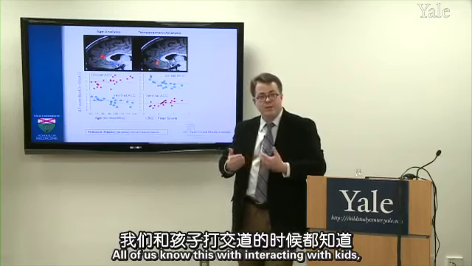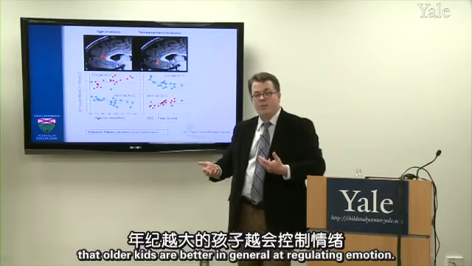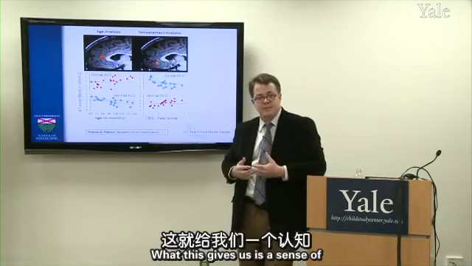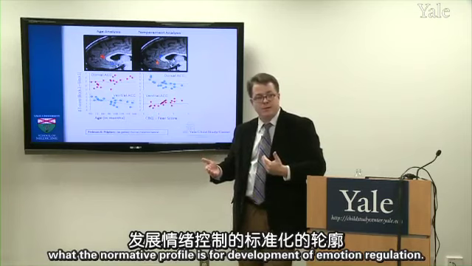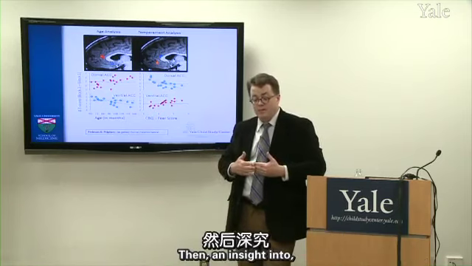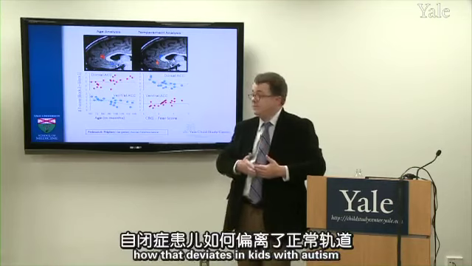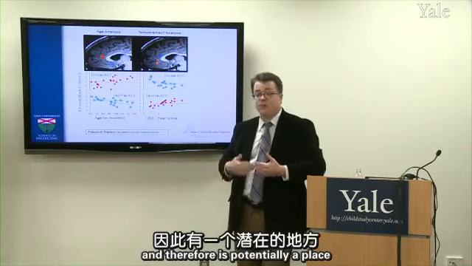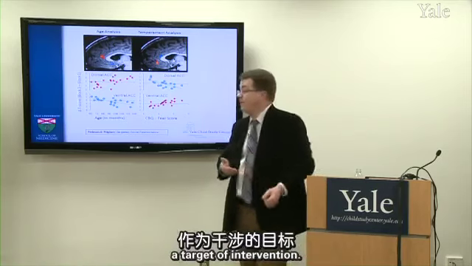And all of us know this, in interacting with kids, that older kids are better in general at regulating emotion. But what this gives us is a sense of what the normative profile is for the development of emotion regulation. And then an insight into, as we're looking at this in autism, how that deviates in kids with autism. And therefore, potentially a place where we could go in and intervene, a target of intervention.